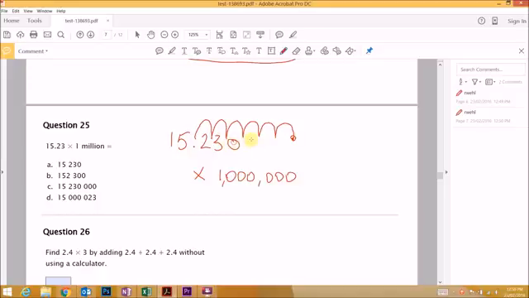Now I need to add in the zeros. Okay, so that will be my answer. That's a 0 there too. Okay, so let's have a look. We need 15, 2, 3, 0, 0, 0, 0, and there are our 3 zeros. 15,230,000, so our answer is C.